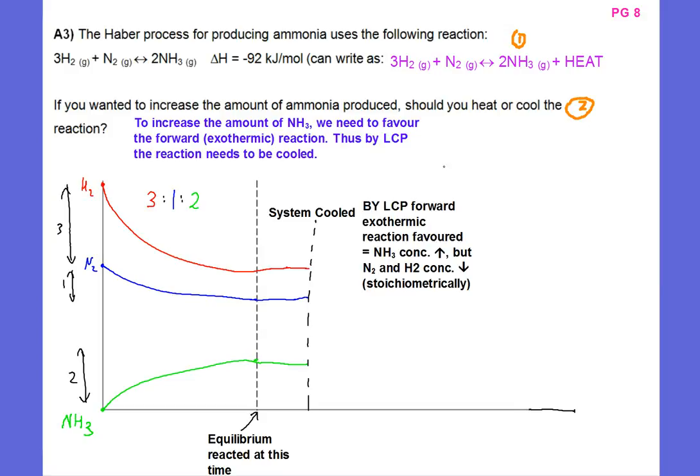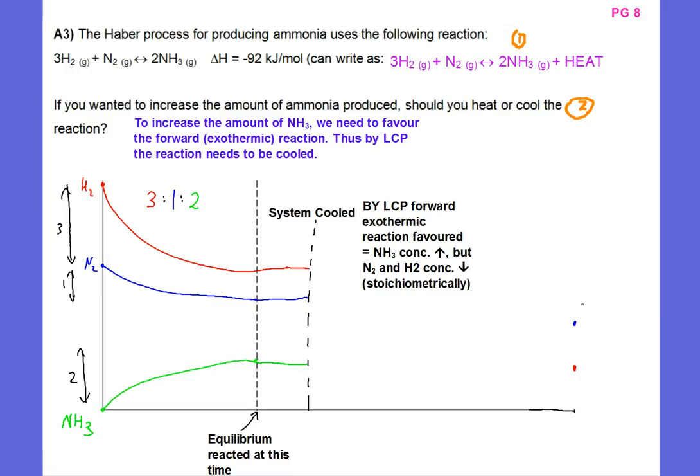Well, as we set up here, by LCP, because I've cooled the system, the exothermic reaction is favoured, and that means the ammonia concentration goes up, but the nitrogen and hydrogen concentrations will go down stoichiometrically. So I mark on somewhere over here where I think the new equilibrium is going to be. Once again, I just said nitrogen is going to go down, so I've just chosen a point. This blue spot represents some value less than the original nitrogen value.